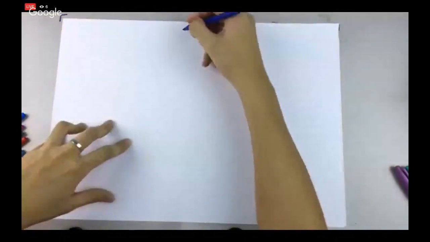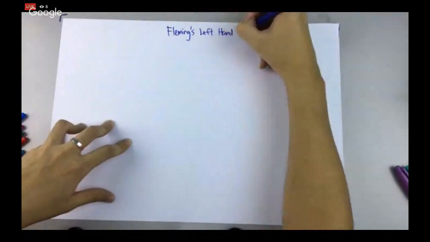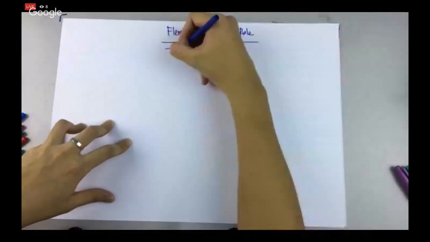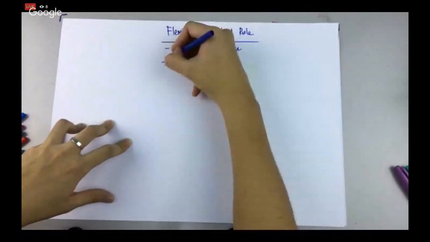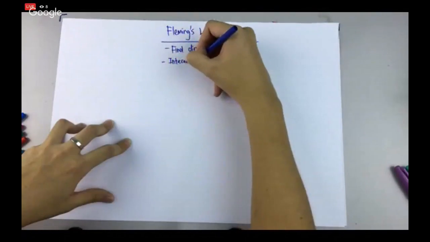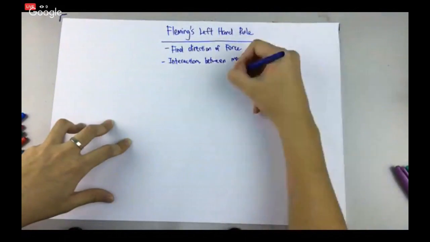So Fleming's left hand rule. When we are talking about Fleming's left hand rule, it means you have to find your direction of force. The force will be produced when there is interaction between the magnetic fields from a permanent magnet and a temporary magnet. So let's use a bigger picture to explain it, maybe like this.